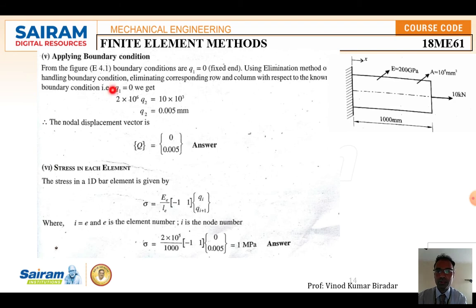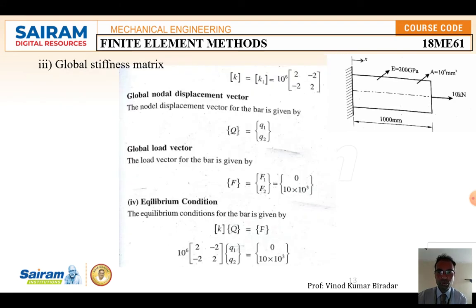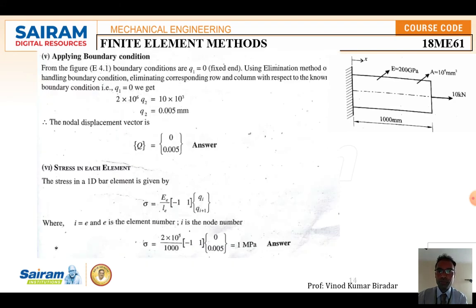You have to write here 2 into 10 to the power of 6 times Q2, which is equal to 10 into 10 to the power of 3, and Q2 is equal to 0.005 mm. This is the displacement at node number 2. So now the nodal displacements are Q equal to Q1 Q2, where Q1 is equal to 0 and Q2 is equal to 0.05 mm. So we got the displacement. I hope you understand this step: it is very important to delete the first row and first column because of the known fixed values.